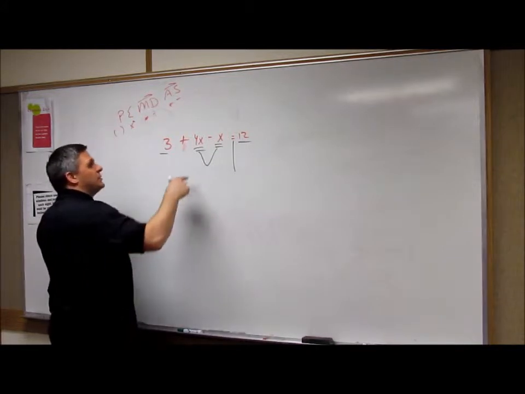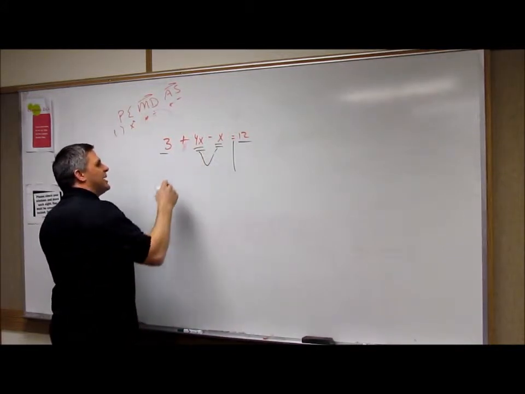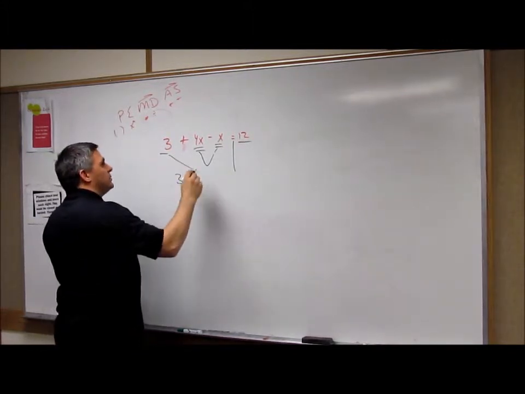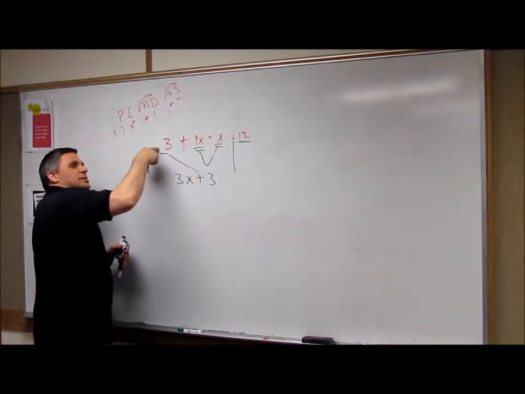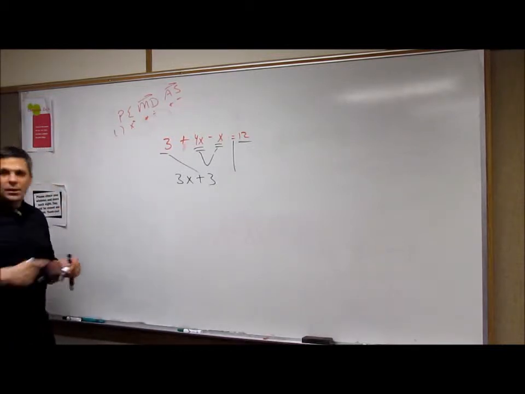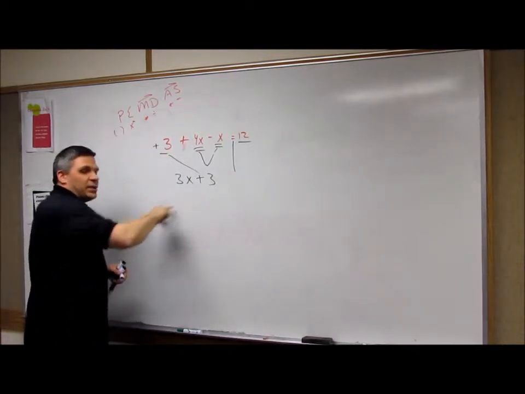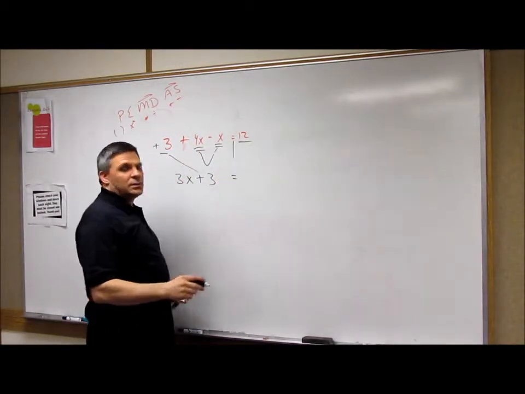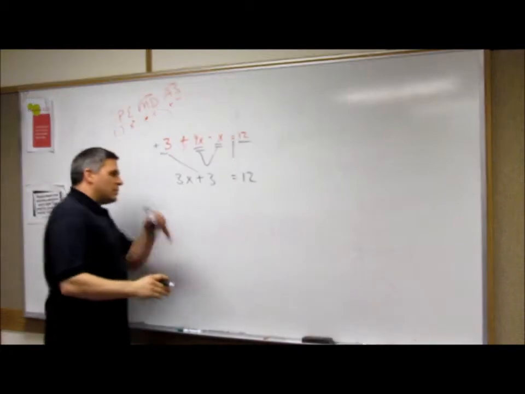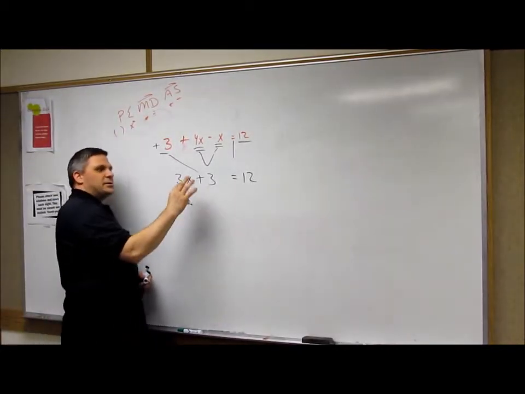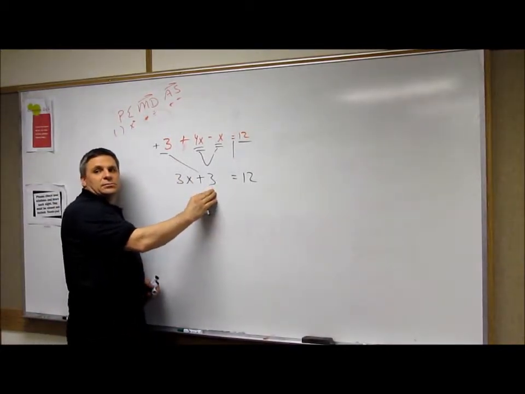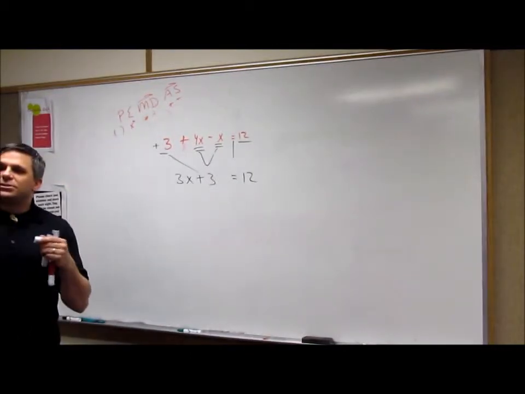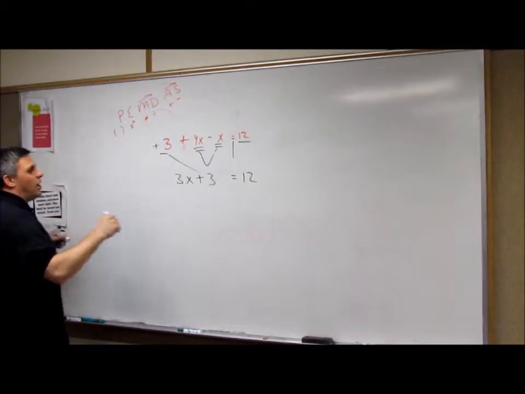X is first. 4x minus x, 3x. And then bring this down. Plus 3. Because there's a hidden plus out there, right? There's a hidden plus out there. So you got to bring that down. Okay. Equals 12. So now I've got x, no x. No x. So I'm good. It's all combined.